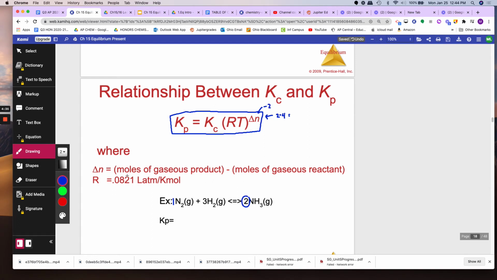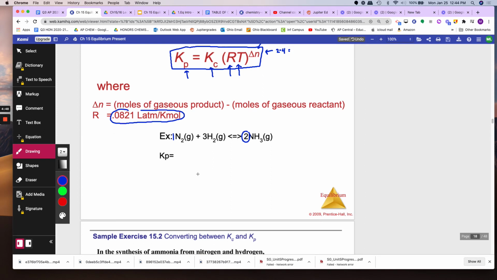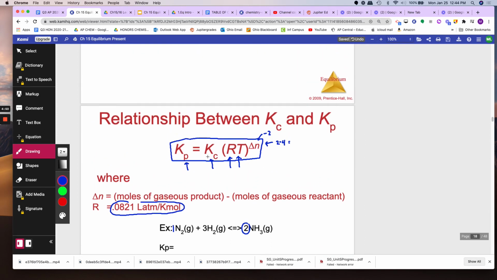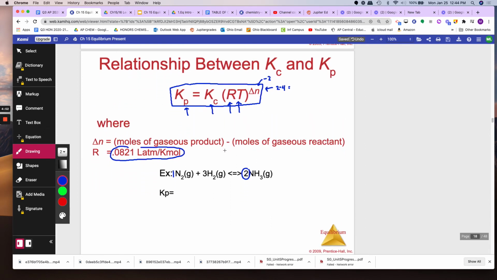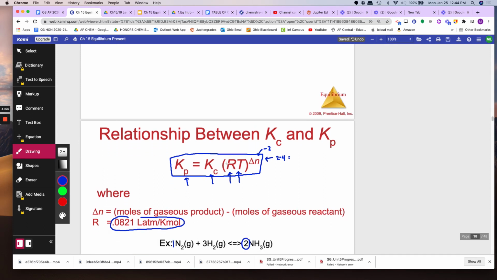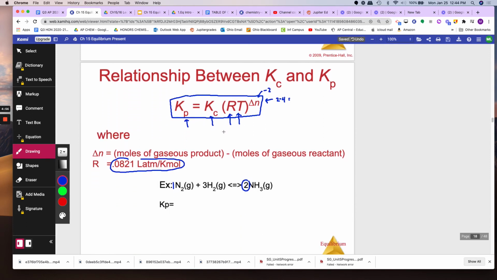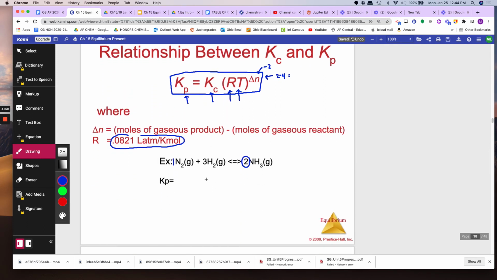The R is this number right here. And you just plug in the temperature in Kelvin. You got that, you got that. You get Kc, and that's how you get Kp. Okay? I'm going to derive this for you in a different video. It'll be optional for you to watch that. But I'm just going to show you what the equation is, and this is how you solve for it. Okay, so Kp would be equal to Kc.